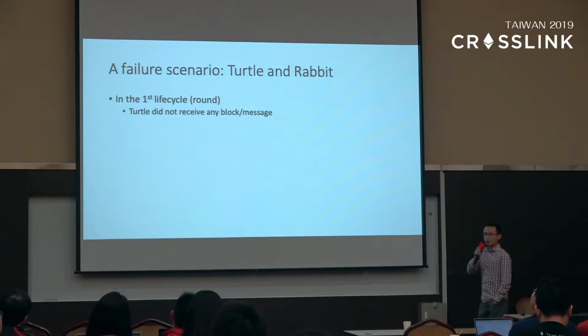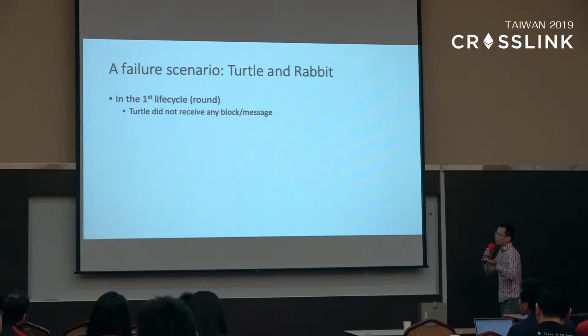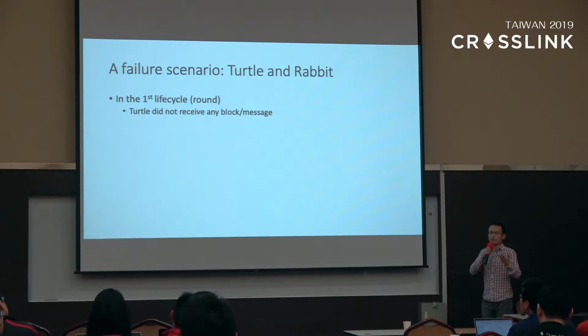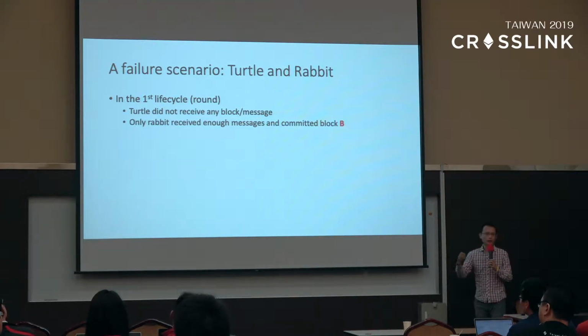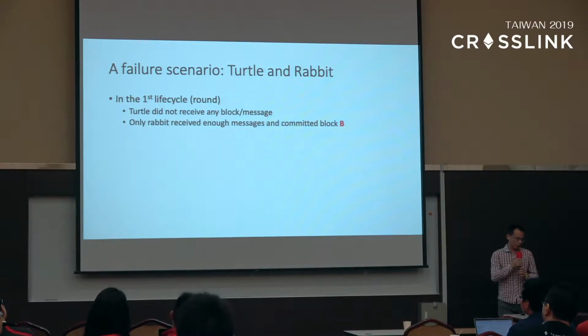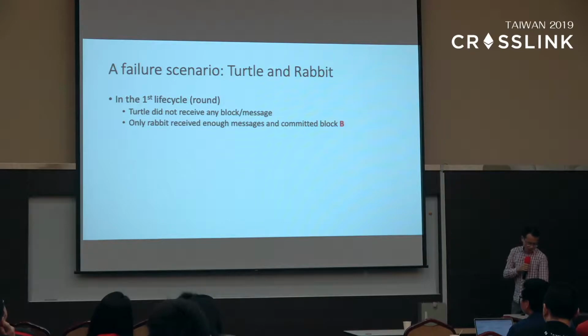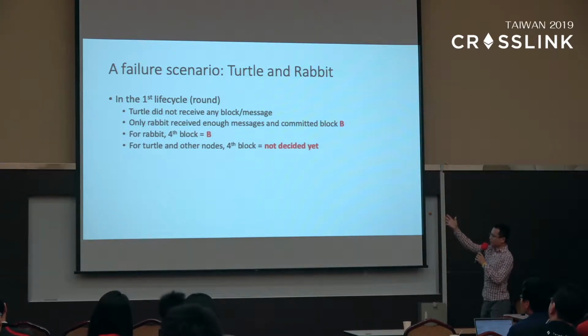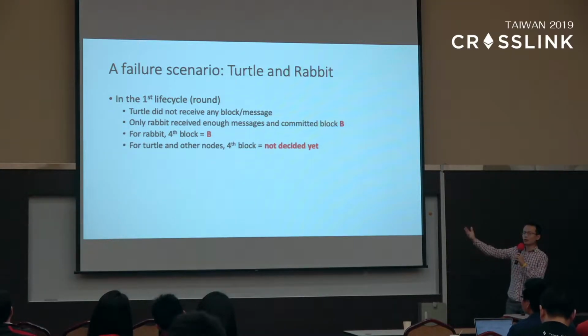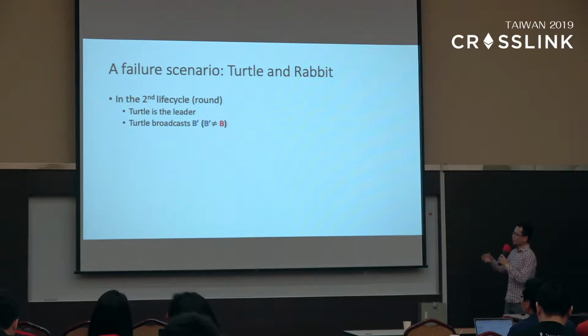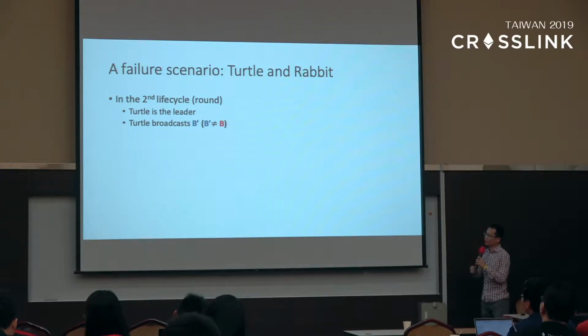So in the first life cycle, because turtle is slow, basically he cannot receive any message. Okay, so since he cannot receive any message, he cannot commit the block. However, for the rabbit, because the rabbit is fast, he can receive enough messages, so he can commit the block. And let's say the committed block is B. Okay. So for rabbit, the 4th block is B, but for other nodes, well, they haven't decided what the 4th block is. Okay, so this means for turtle and other nodes, they need to move forward to the next life cycle. Okay, so let's consider what happens in the 2nd round or 2nd life cycle.